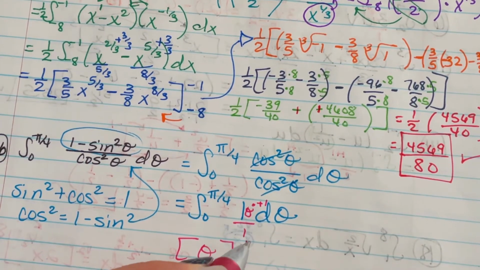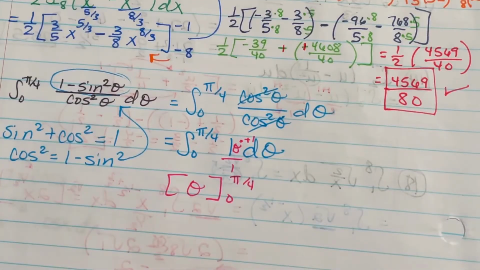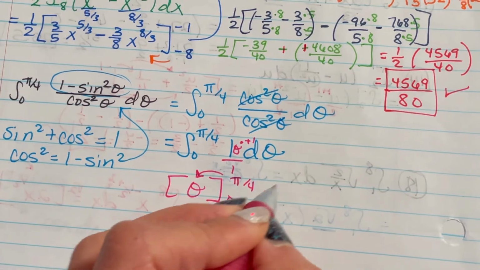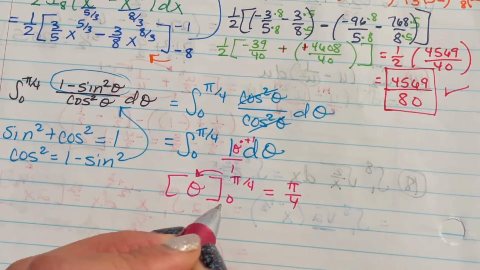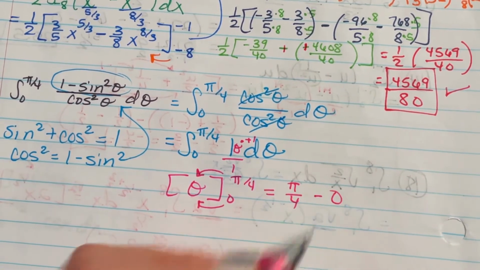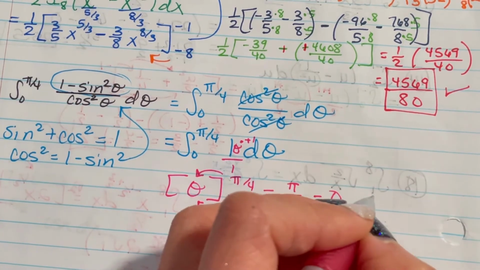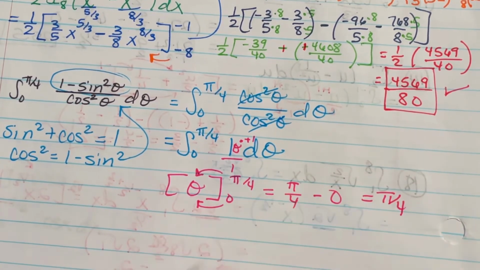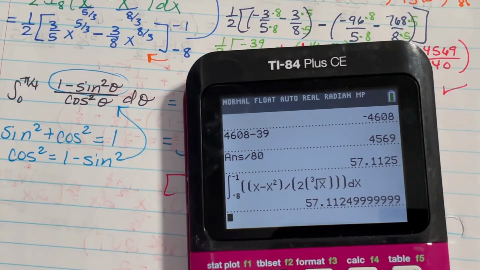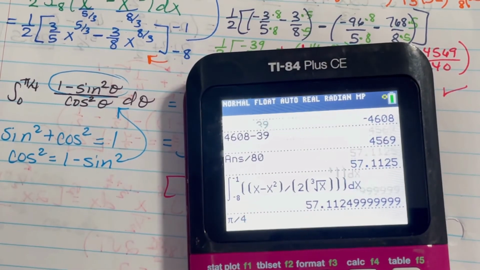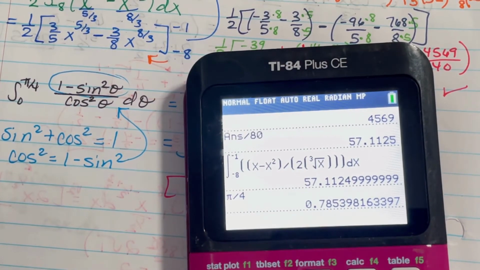But from 0 to pi over 4. When you plug in the pi over 4, you get pi over 4. When you plug in the 0, you get minus 0. So it's just pi over 4. Now let's check that. Pi over 4 is 0.7853.